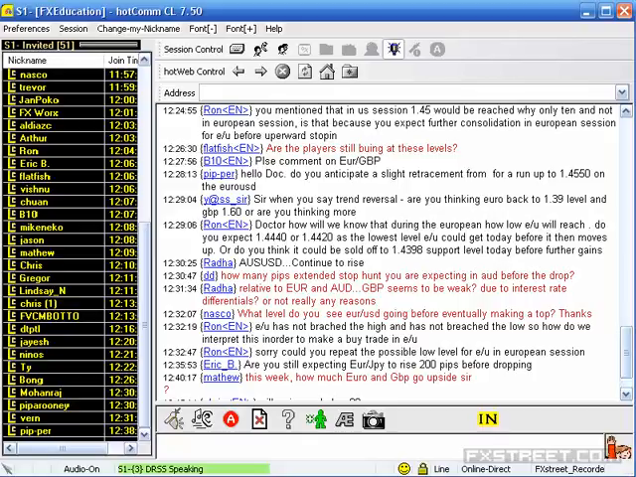See, that we have to see how far they will be able to push it upward, so I do not want to commit it here. Then, the pair has not breached the high and has not breached the low, so how do you interpret? They are doing consolidation. During the early and the late sessions, they handle the majors. Now they are handling the cross. Could you repeat the possible low level for the European session?